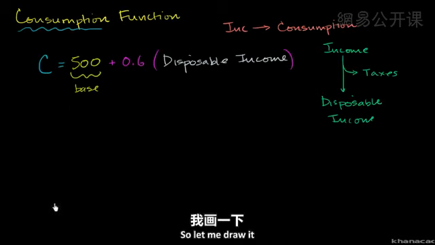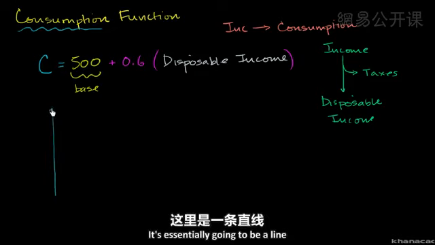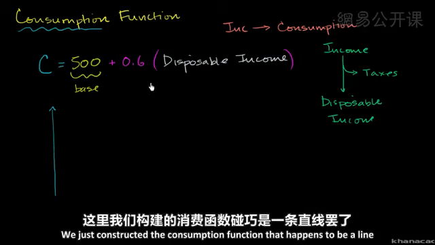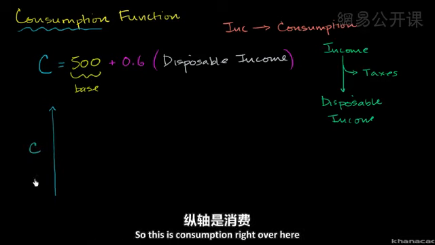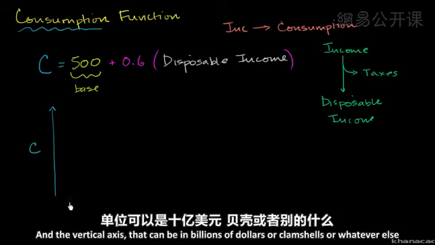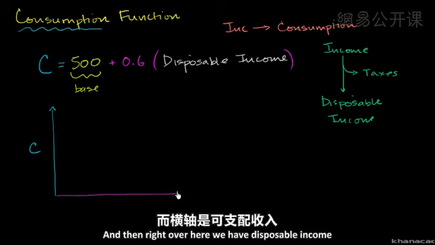So let me draw this a little bit neater. So we can graph this, what's essentially going to be a line. It doesn't have to be a line. We just constructed a consumption function that happens to be a line. So this is consumption right over here, in the vertical axis, that could be in billions of dollars or clamshells or whatever else. And then right over here, we have disposable income.